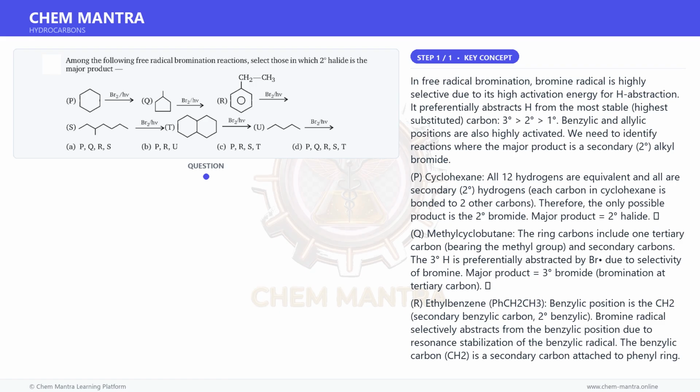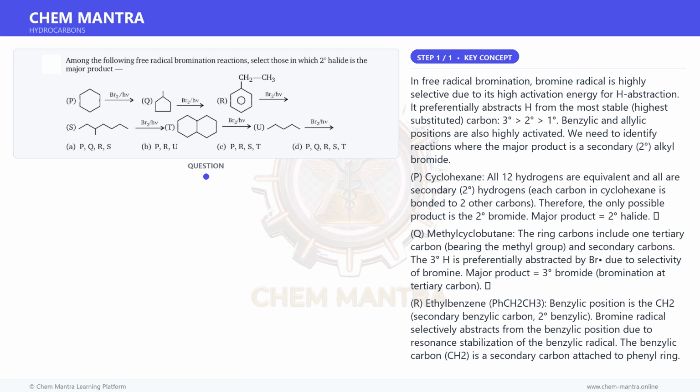R. Ethylbenzene, PhCH2CH3. The benzylic position is the CH2, a secondary benzylic carbon, 2 degrees benzylic. Bromine radical selectively abstracts from the benzylic position due to resonance stabilization of the benzylic radical. The benzylic carbon, CH2, is a secondary carbon attached to the phenyl ring. Major product is the 2 degrees benzylic bromide, PhCHBrCH3.